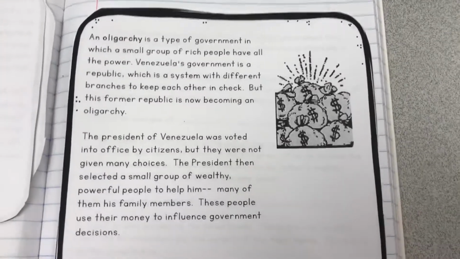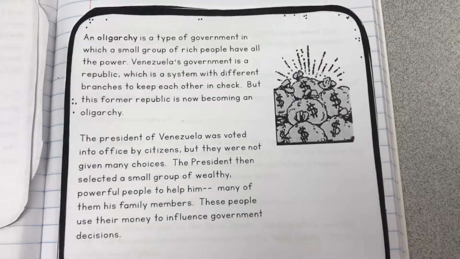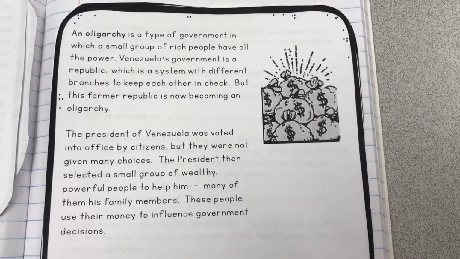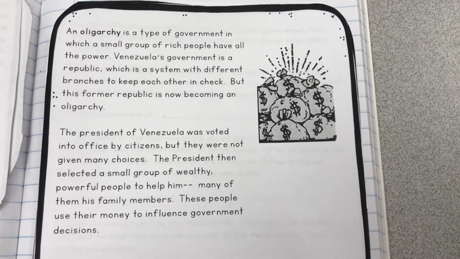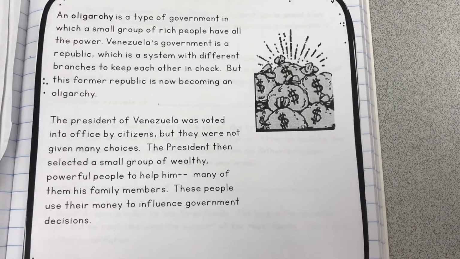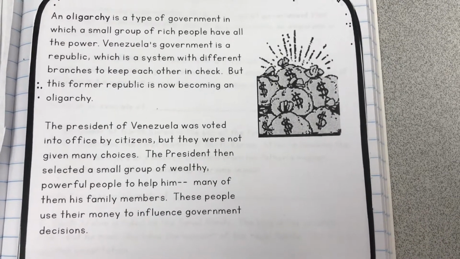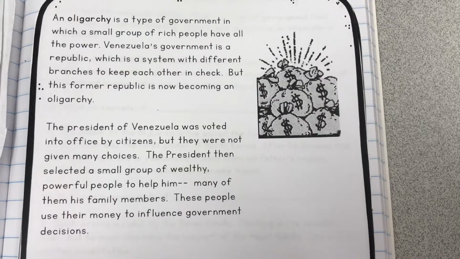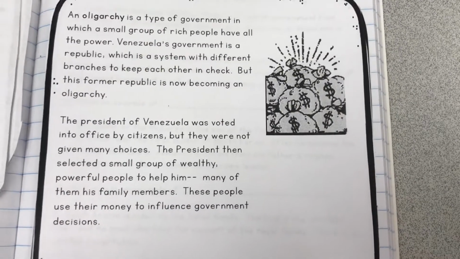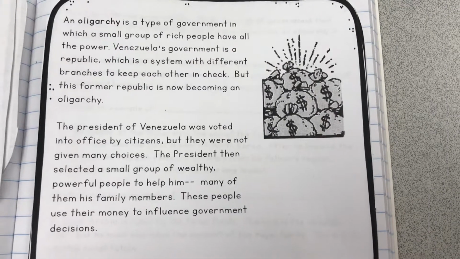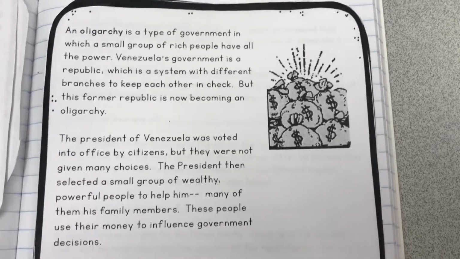An oligarchy is a type of government in which a small group of rich people have all the power. Venezuela's government is a republic, which is a system with different branches to keep each other in check. But this former republic is now becoming an oligarchy. The president of Venezuela was voted into office by citizens, but they were not given many choices. The president then selected a small group of wealthy, powerful people to help him, many of them his family members. These people use their money to influence the government's decisions.